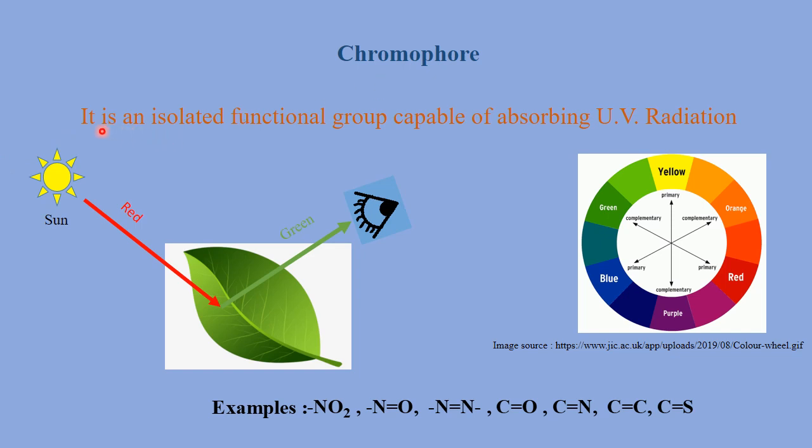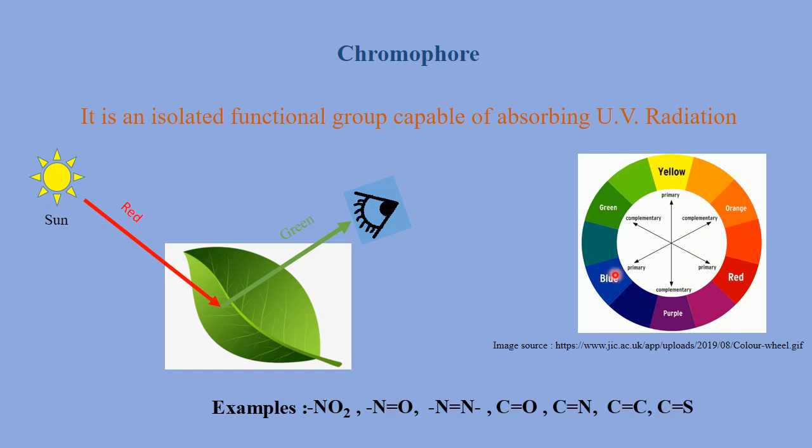Chromophore: it is an isolated functional group capable of absorbing UV radiation. So here we can see the green leaves. Why are they looking green? Because of their chlorophyll pigments. Chlorophyll pigments absorb the red color of the UV-visible region and emit the complementary color, that is green. So that's why we see leaves as green, because of chlorophyll pigments.